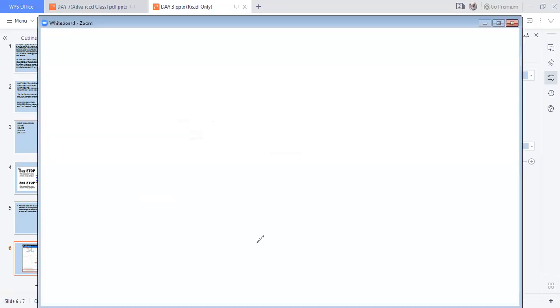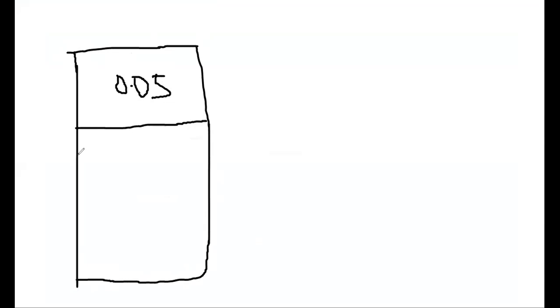Let's say I have a trade like this, and you have a lot size of 0.05. Let's say you are in a trade at the moment, a trade running on Euro USD. Let's say the profit you are making here is $20.